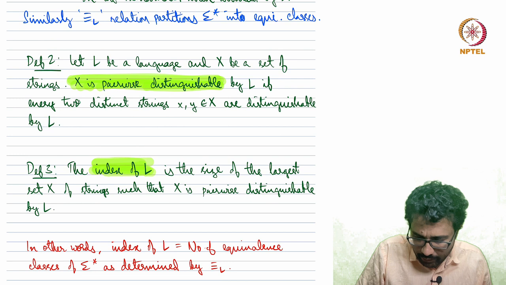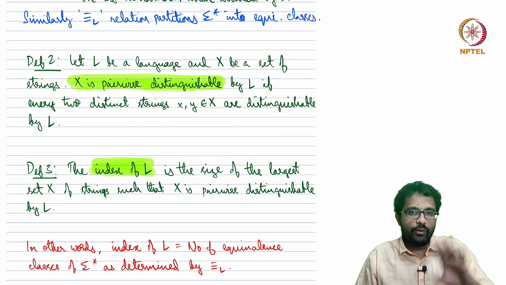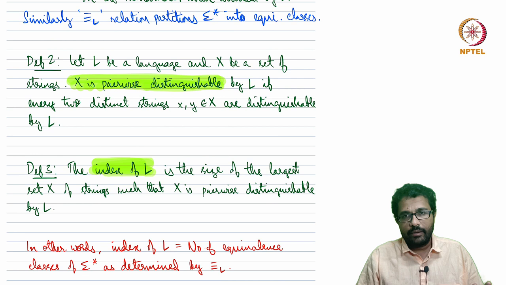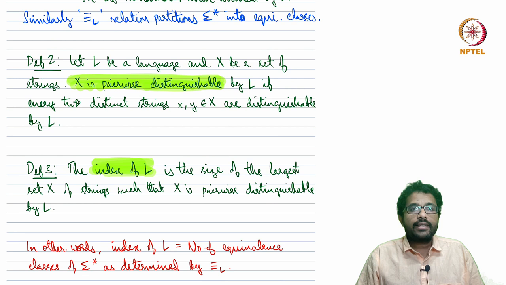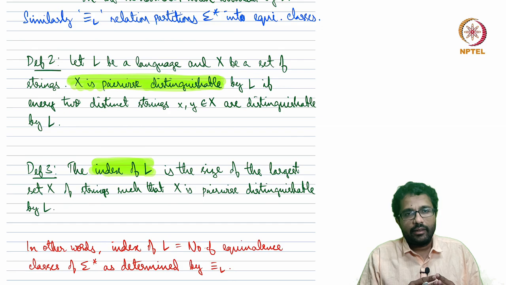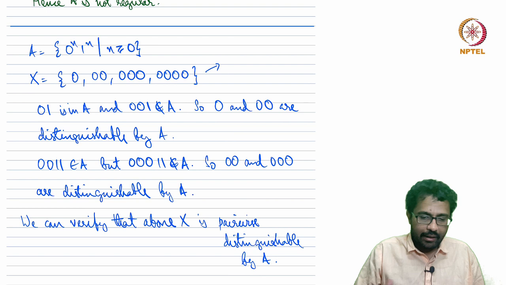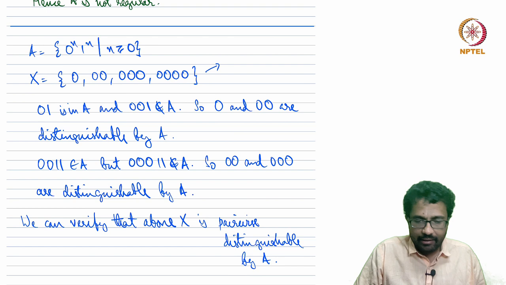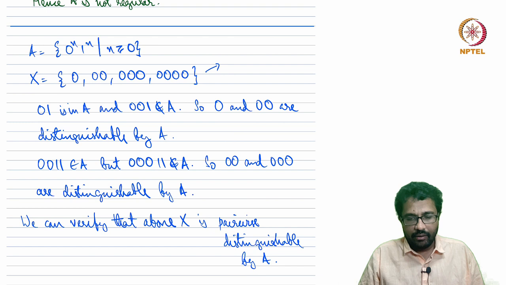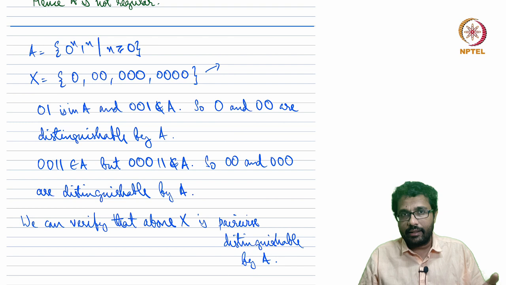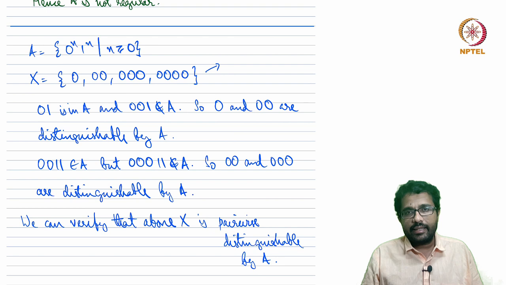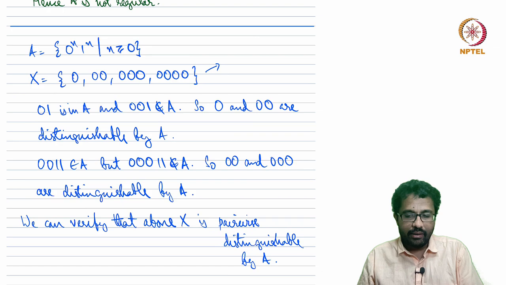So notice that so far, L is some language, and we have not been saying anything about whether L is regular or not. All these definitions are for some language, right? So the index of L is the size of the largest set X such that X is pairwise distinguishable. So just to give the same example again, here we had A, which was not a regular language, 0 power n, 1 power n. We have a set X here, which is pairwise distinguishable, right, because any two are distinguishable. So this set is of size 4. Now, can you make a bigger set, maybe a superset of this, that is pairwise distinguishable by A? What is the biggest set that you can make that is pairwise distinguishable by A? The size of that set is the index of A, right?